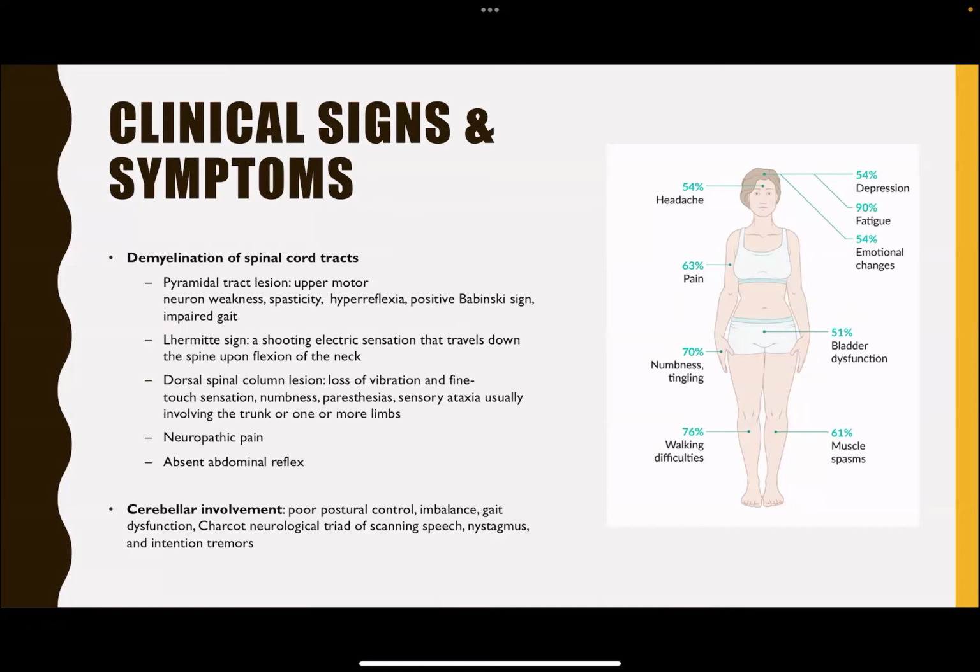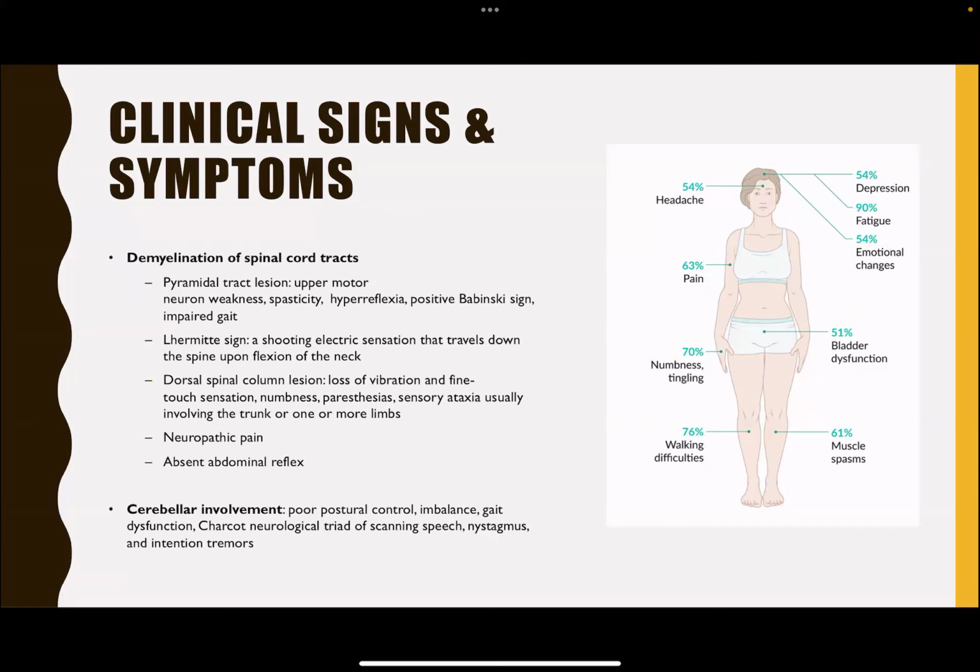If it affects the sensory tract, for example the dorsal spinal column, we'll have loss of vibration and fine sensation, numbness, paresthesia, and sensory ataxia. Lhermitte's sign might also be noticed, which is a shooting electrical sensation that travels down the spine upon flexion of the neck. Some patients will experience neuropathic pain and absence of the abdominal reflexes.